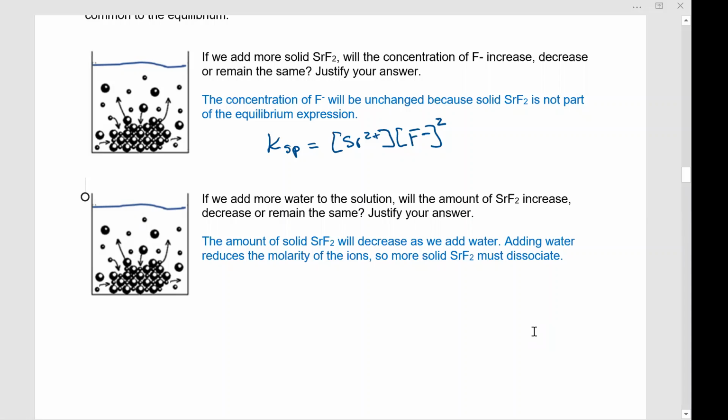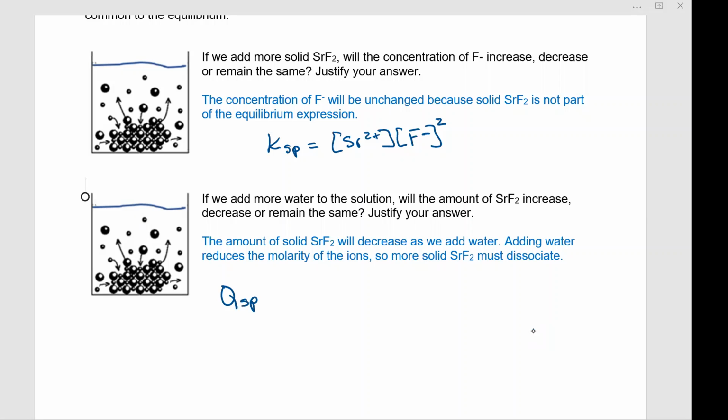You should have answered that the amount of solid strontium fluoride will decrease as we add water. Adding water reduces the molarity of the ions, so more solid strontium fluoride must dissociate. Now, another way to answer this would be by showing what happens to Qsp.